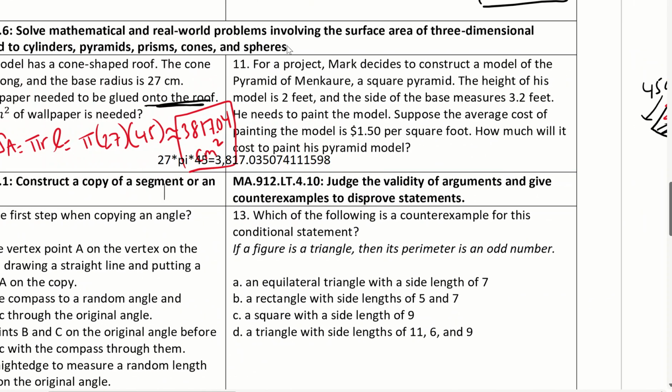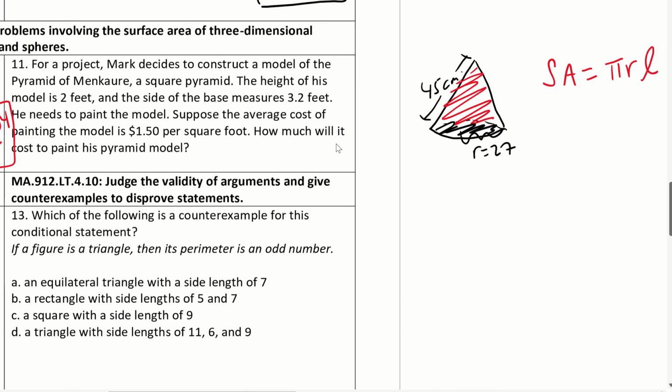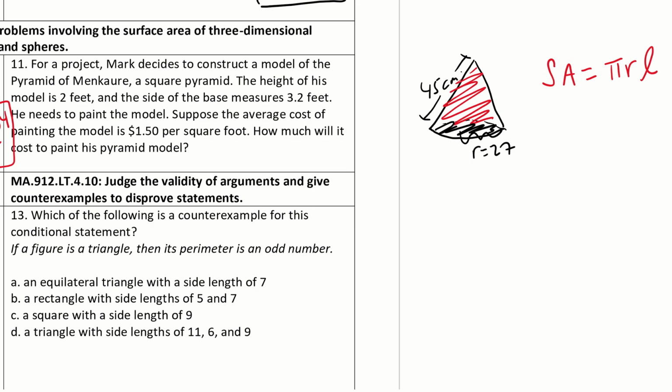All right, again, you know, draw the cone and all that stuff. So if you need more room, again, do it on a separate sheet of paper. Might be easier for you to do it that way. All right, so, and then just number the problem. All right, so number 11, it says for a project, Mark decides to construct a model of the Pyramid of Menkaure, a square pyramid. The height of this model is 2 feet, and the side of the base measures 3.2 feet.